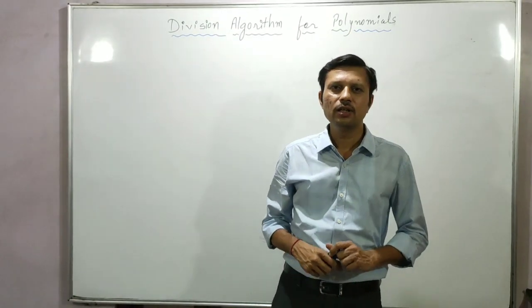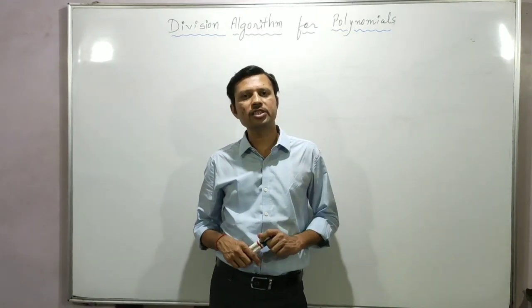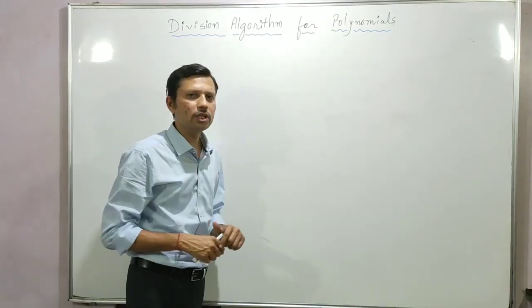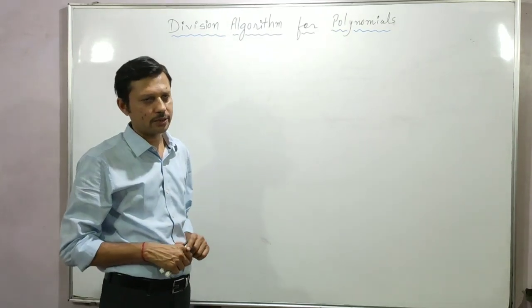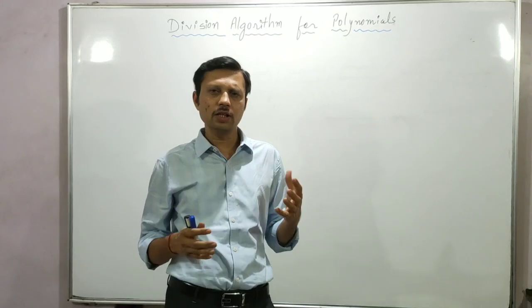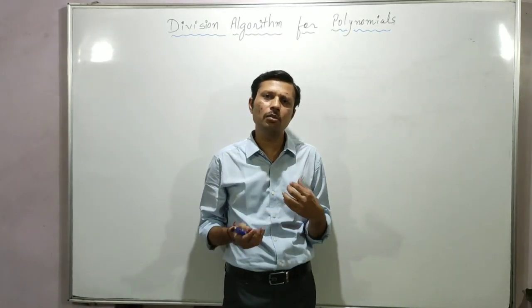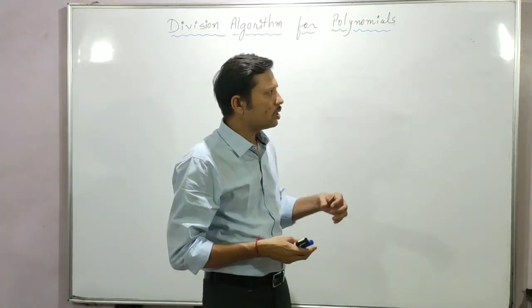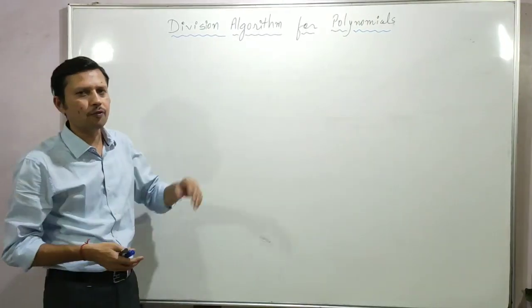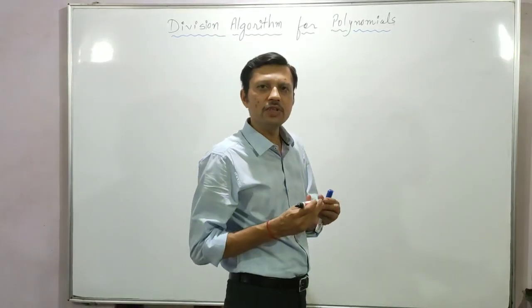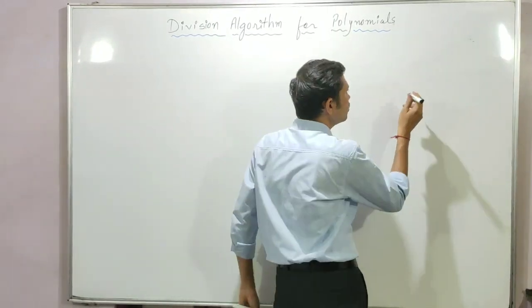Hello students. Now in our polynomial chapter, today we are going to discuss the division algorithm for polynomials. It's a normal division just like with our numbers. With numbers, we divide one number by another number so we can get the quotient as well as the remainder. In the same way, we will perform that division for polynomials. First, let's take one example with numbers to understand it better.